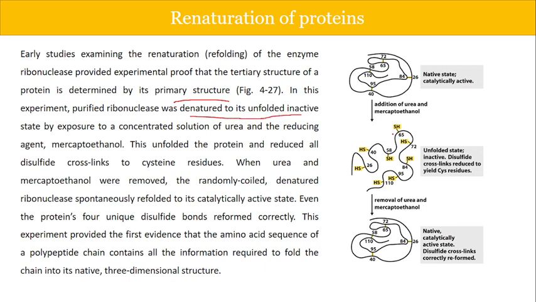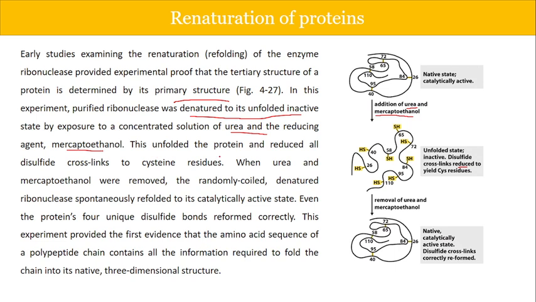So this is the structure of your ribonuclease, which was catalytically active, and then by the addition of urea or beta-mercaptoethanol, BME, which are reducing agents, it becomes an unfolded and inactive state, where the disulfide cross linkages are reduced to your cysteine residues. So the denaturation to its unfolded state was done by exposure to a concentrated solution of urea and reducing agents like beta-mercaptoethanol. Now what happened?